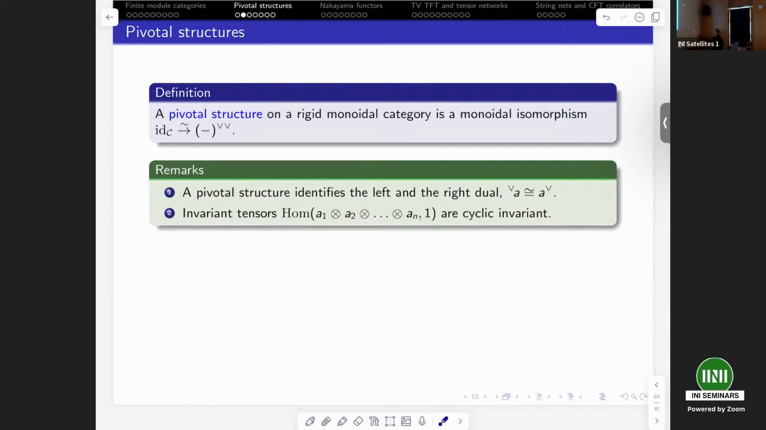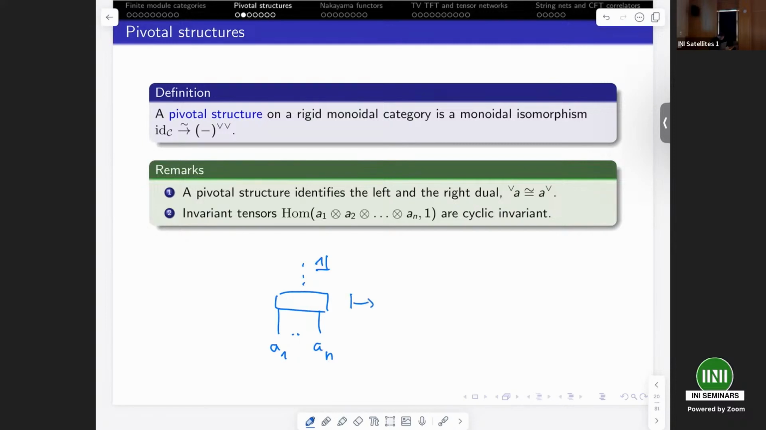And another property that is quite important and that you should keep in mind is the following one. Suppose we are considering a morphism from A1, A2 to AN into the monoidal unit. I'm always reading morphisms from below. Then you can do the following thing.